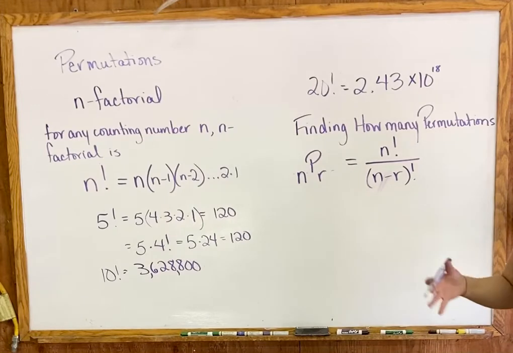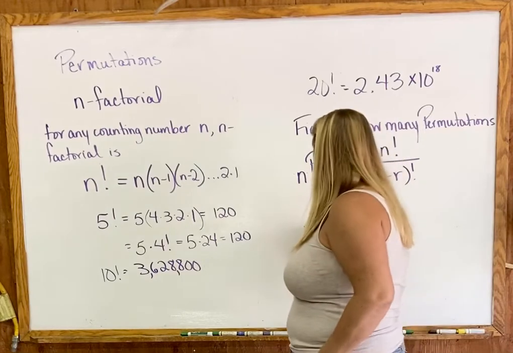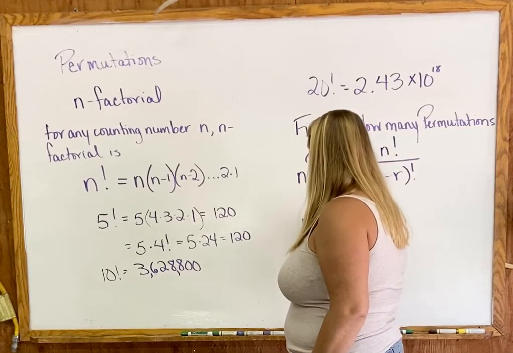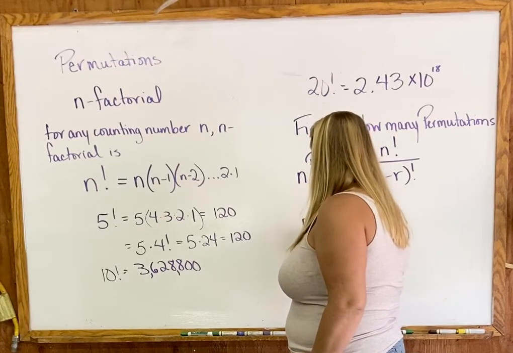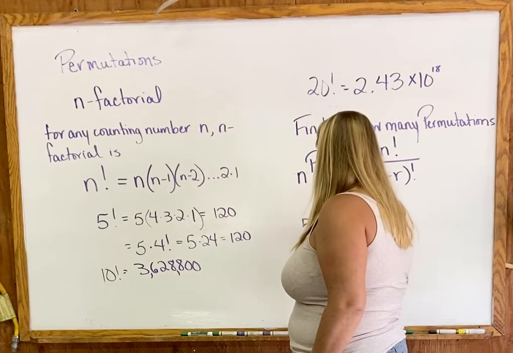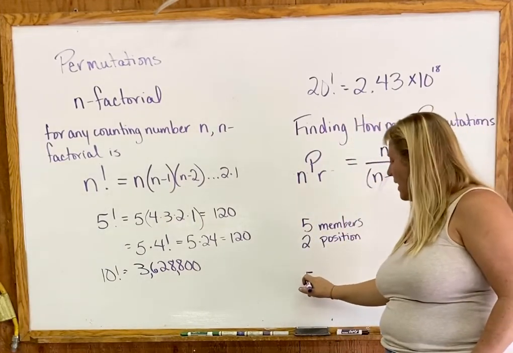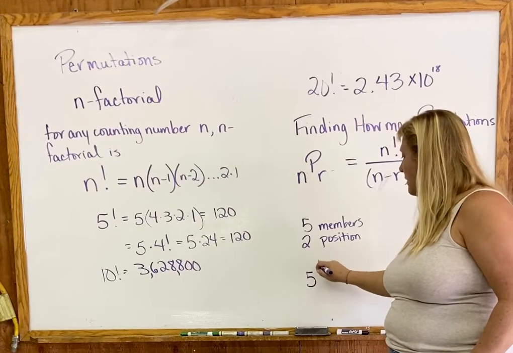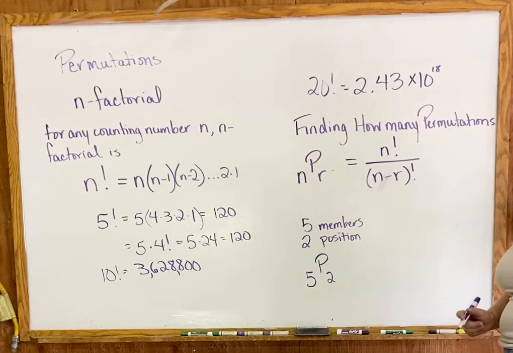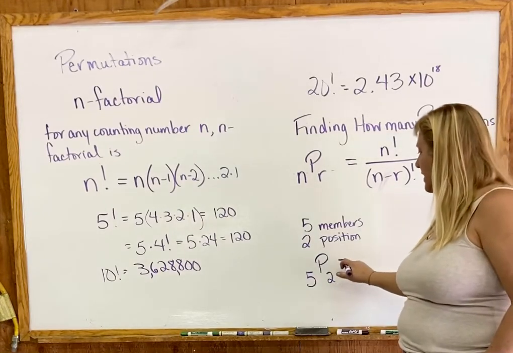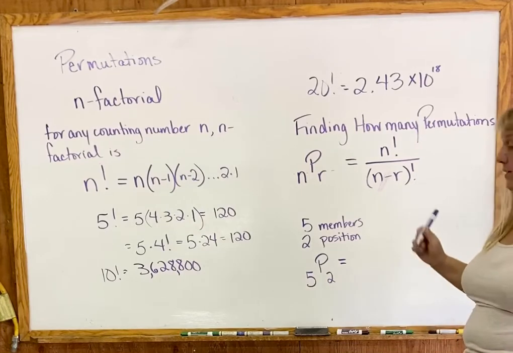So we need an example of how this works. Let's go back to our club from the beginning. Say there are 5 club members, and they need to pick 2 positions, a president and a secretary. We would write that as 5 permute 2, 5P2. We know what the answer is supposed to be because we've already done this problem, but now we want to do it using this formula.